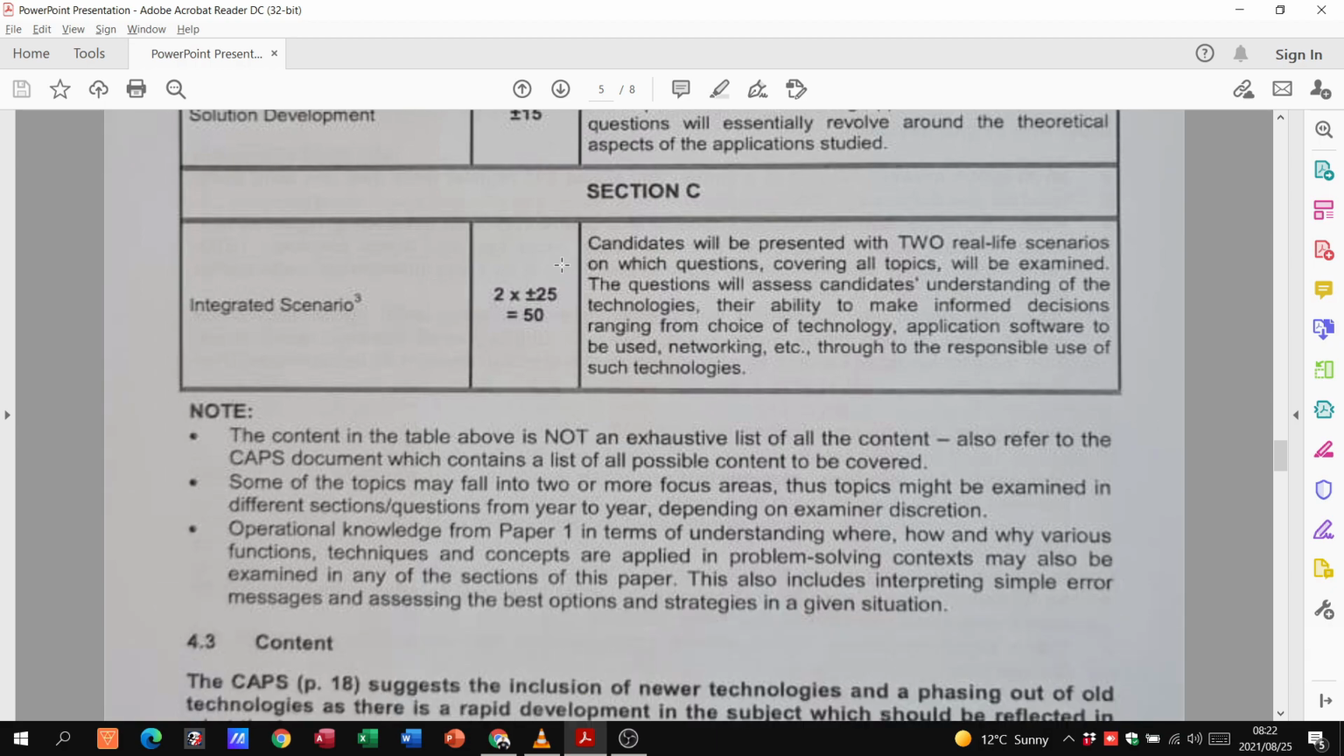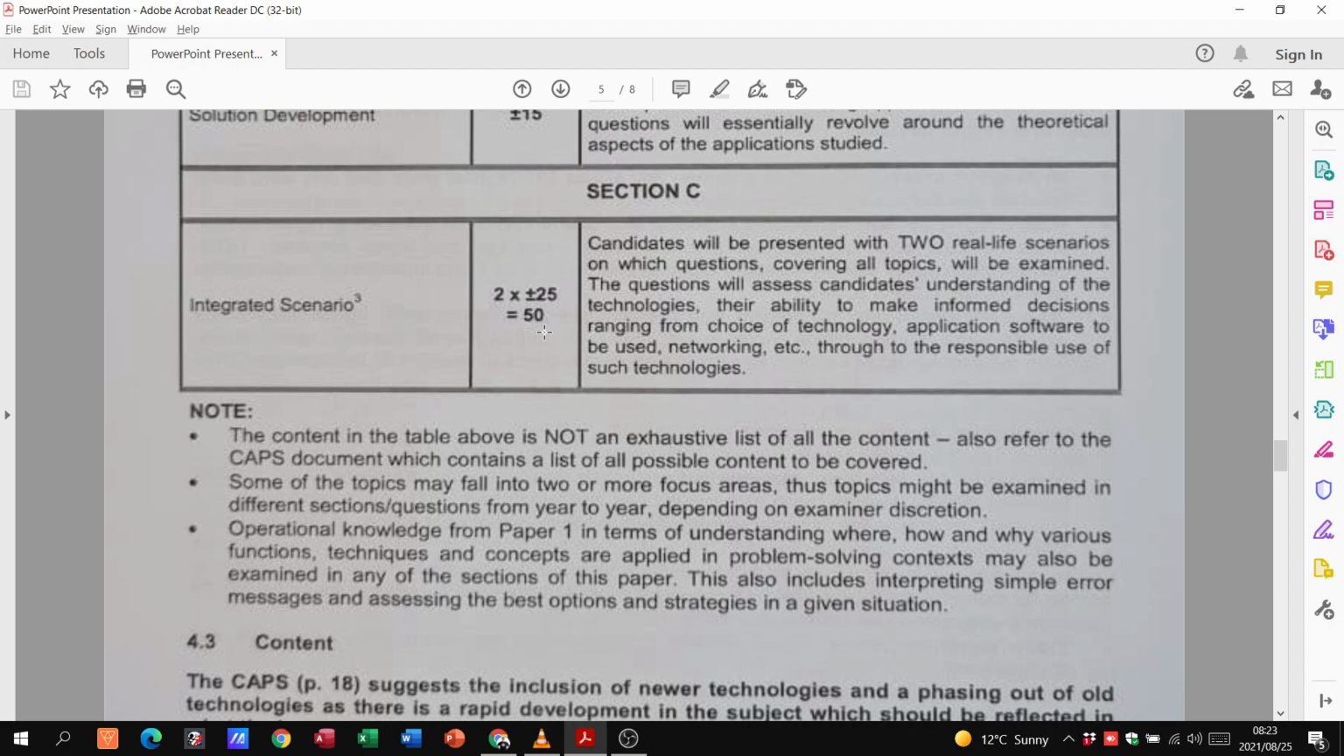Section C is around 50 marks here, they're telling us, and this will be based on an integrated scenario. So I know a lot of the times what they do is they'll give you the specs of a PC, and they'll give you a scenario where they say John is wanting to start a home office. You know, he's got two PCs with these specs, and then they start asking you questions on that. They'll ask you, what sort of printer should he be using? What kind of network can he use and why?